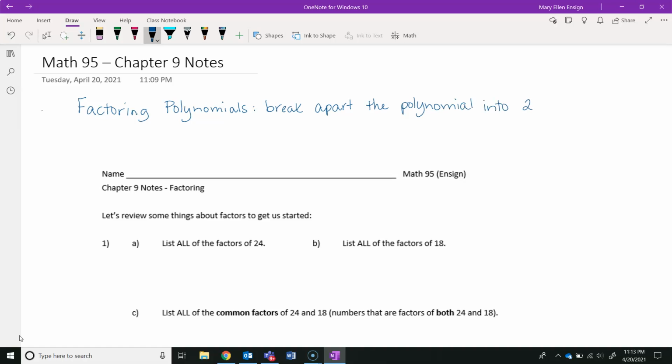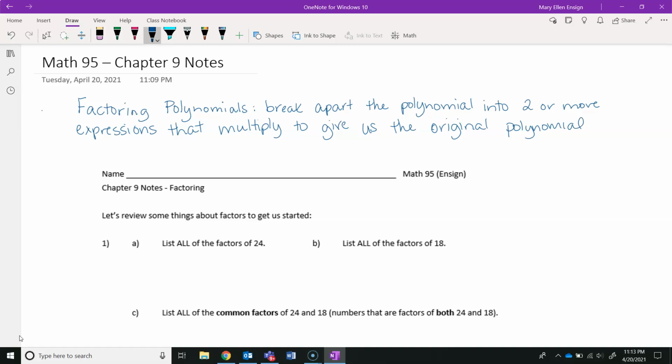into two or more expressions that multiply to give us the original polynomial. So this is like factoring with numbers in some senses.